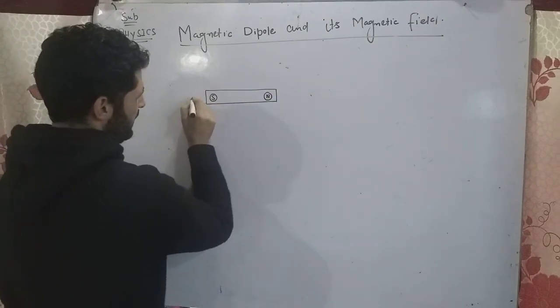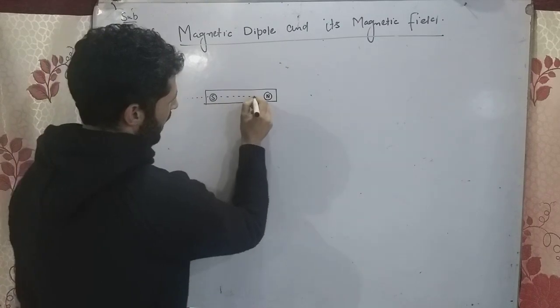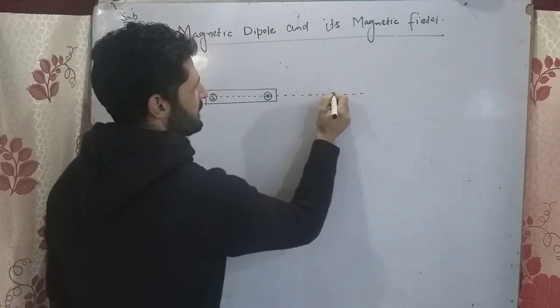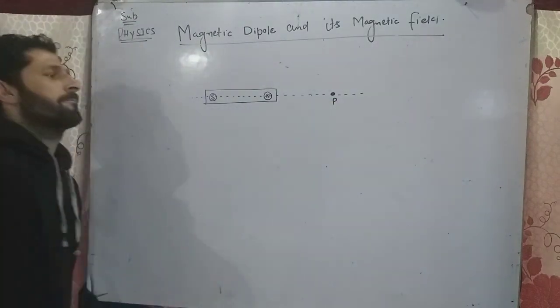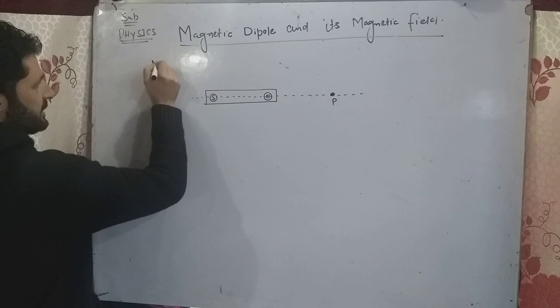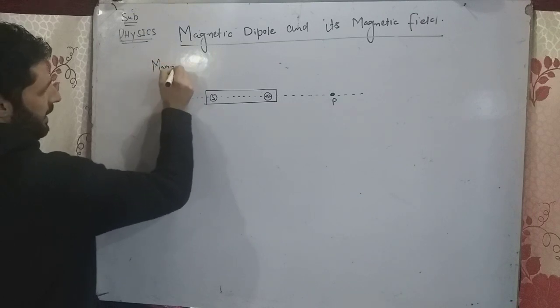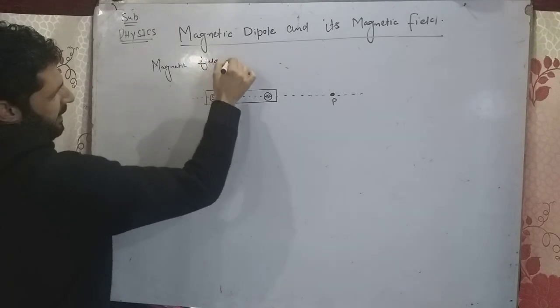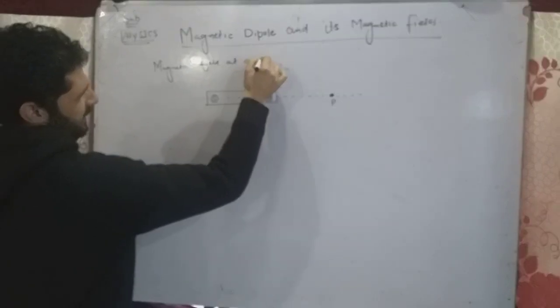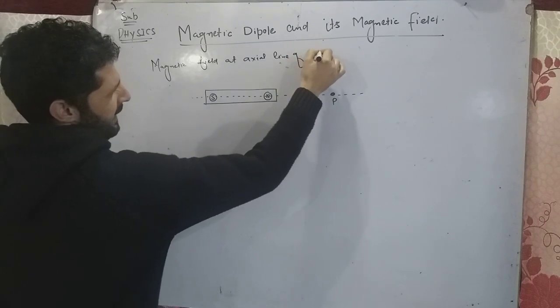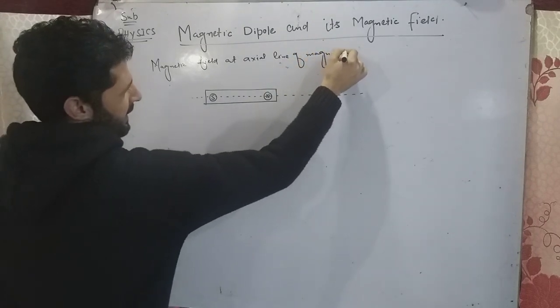Just as we found the electric field at the axial line of an electric dipole, let's suppose this is point P. We have to find the magnetic field at the axial line of a magnetic dipole.